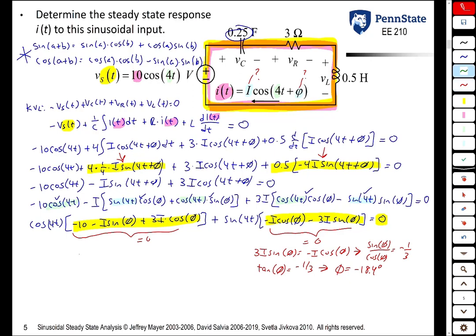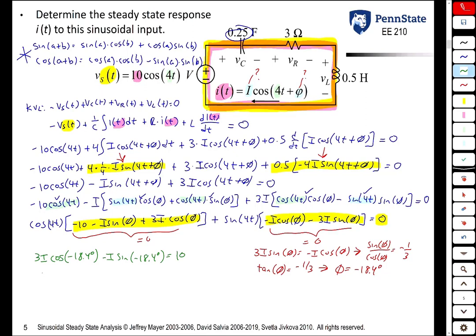So let's solve this left bracket now. We know that 3I times the cosine of phi, which we now know is minus 18.4 degrees, minus I times sine of phi, once again we know what phi is, equals 10.